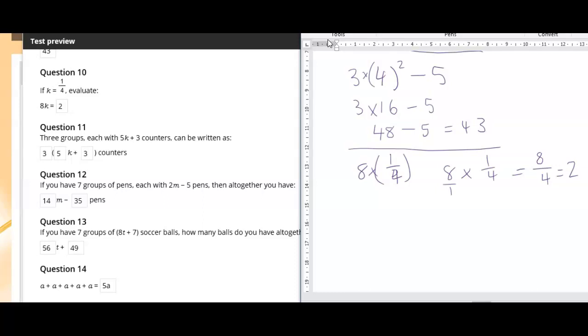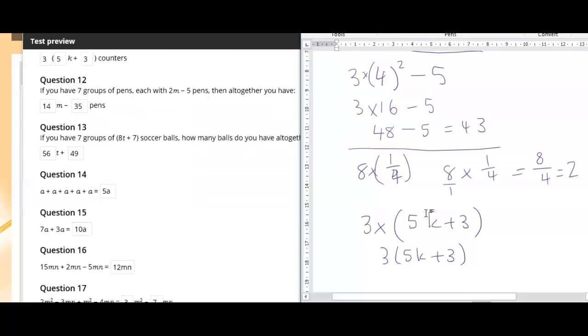All right, question 11. 3 groups, each with 5k plus 3 counters, can be written as. So we've got 3 groups, so we're going to be multiplying by 3, and they all have 5k plus 3 counters. So we just put that in brackets like that, and we don't have to expand it. But remember, we don't really write algebraic expressions with that multiply sign, so I've just removed that, okay?